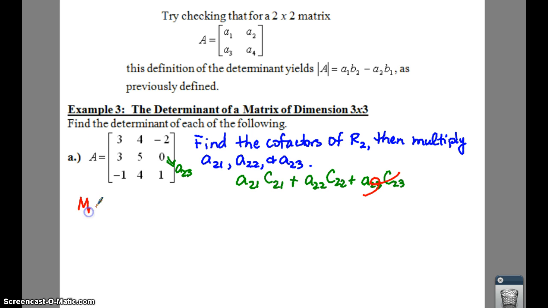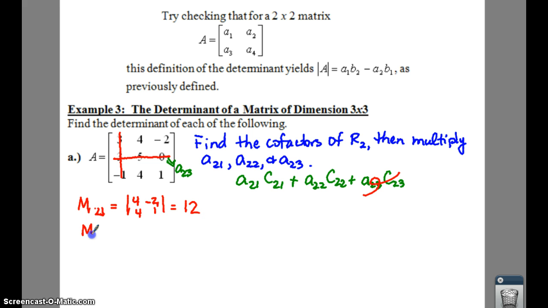So we're going to find M sub 2 1. That means if we have row 2 column 1, we're going to take out this row and this column. So the matrix we're going to use is 4, 4, negative 2, 1, and that ends up giving us 4 minus a negative 8, or 12.